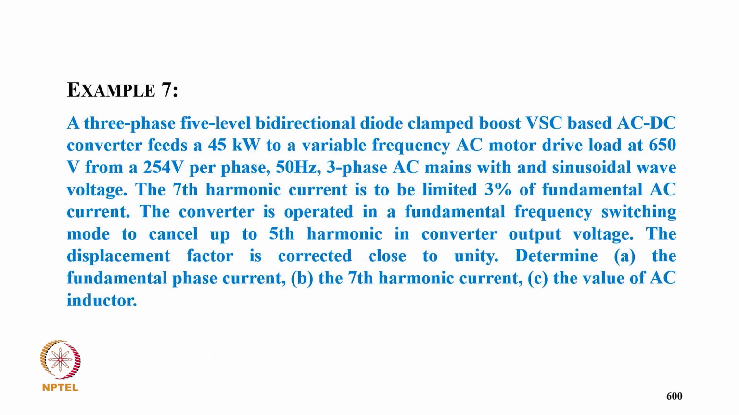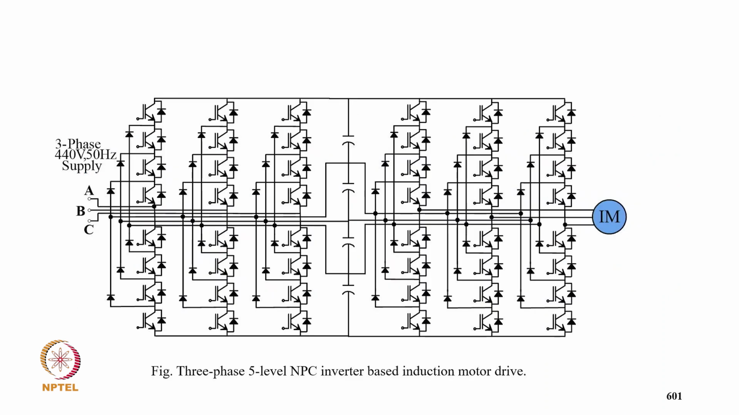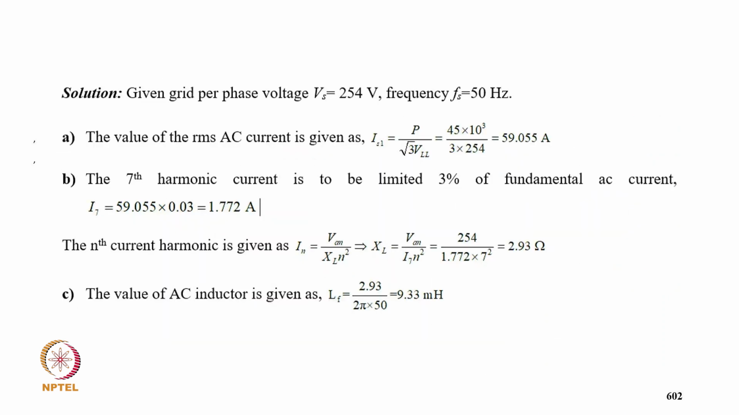Now coming to example 7, a 3-phase 5-level bidirectional diode clamp boost PFC AC converter feeds the 45 kilowatt variable frequency drive from 230 volt 50 Hz 3-phase AC mains, and with the sinusoidal wave voltage, the seventh harmonic current to be limited to 3% of fundamental AC current, and converter is operated at fundamental frequency switching mode to cancel out fifth harmonic converter output voltage. The displacement factor is corrected close to unity. Determine the fundamental phase current, seventh harmonic current, and the value of AC inductor. This is the 3-phase 5-level converter. The given supply voltage is VS equal to 250 volt, frequency 50.